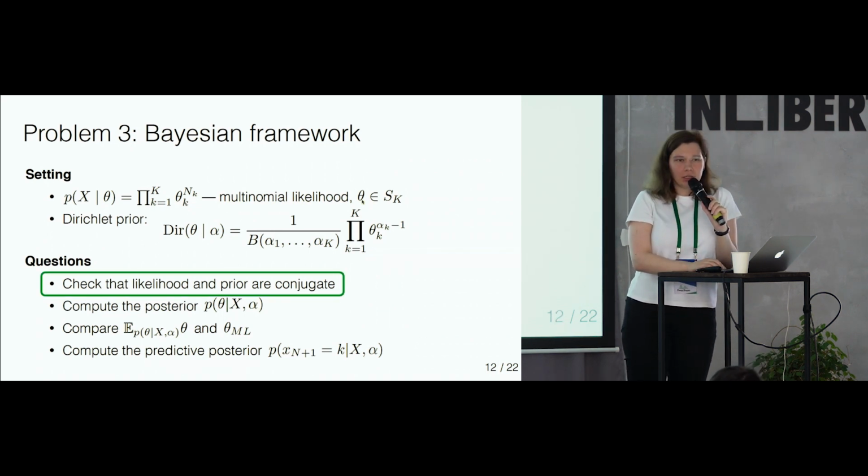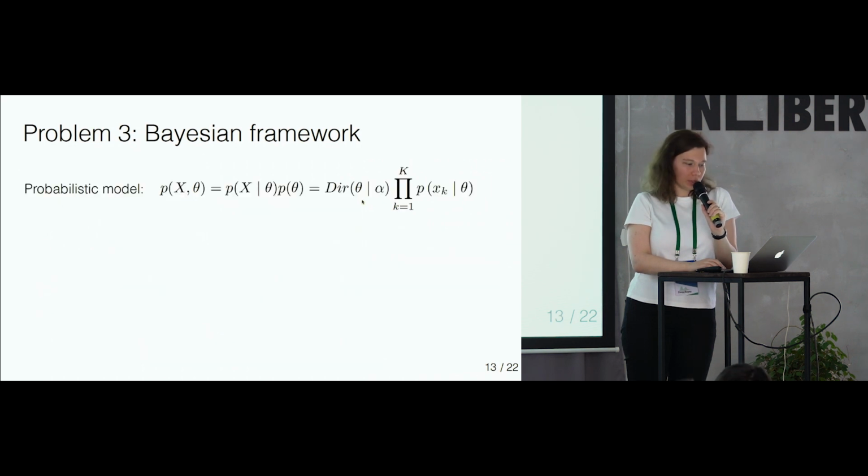First, let's check that likelihood and prior are conjugate. To do so, we look at our probabilistic model. Our probabilistic model says that we have a prior on theta and our likelihood x given theta. To check that prior and likelihood are conjugate, we need to write down the prior, write down the posterior, and understand that they are from the same family, or functional family.